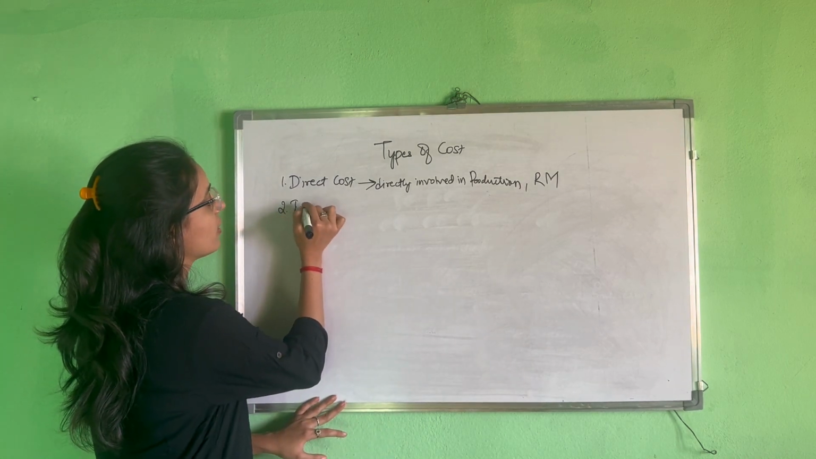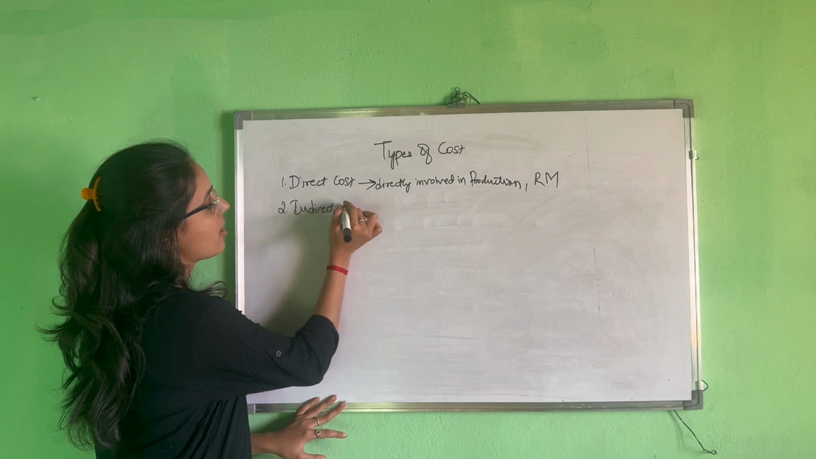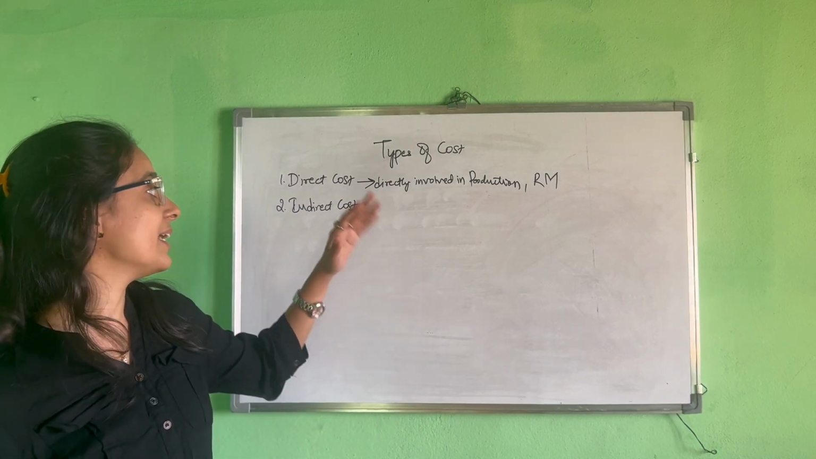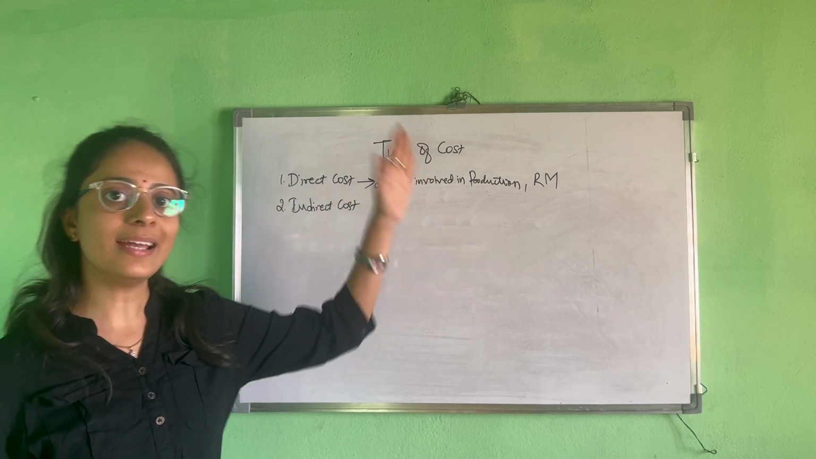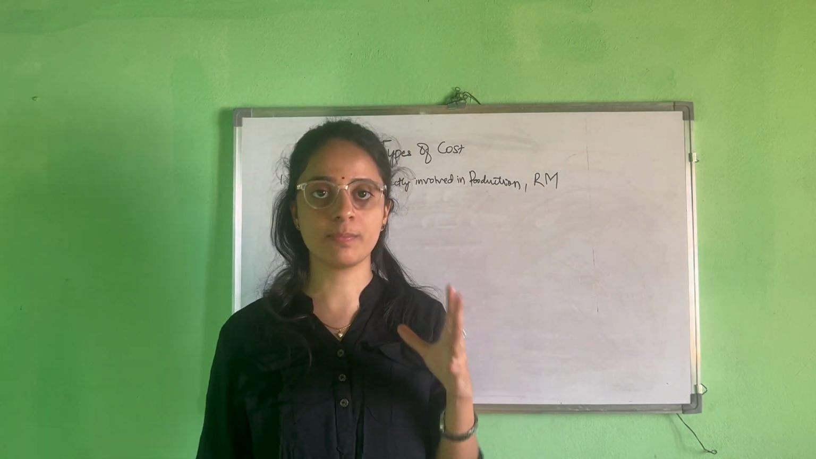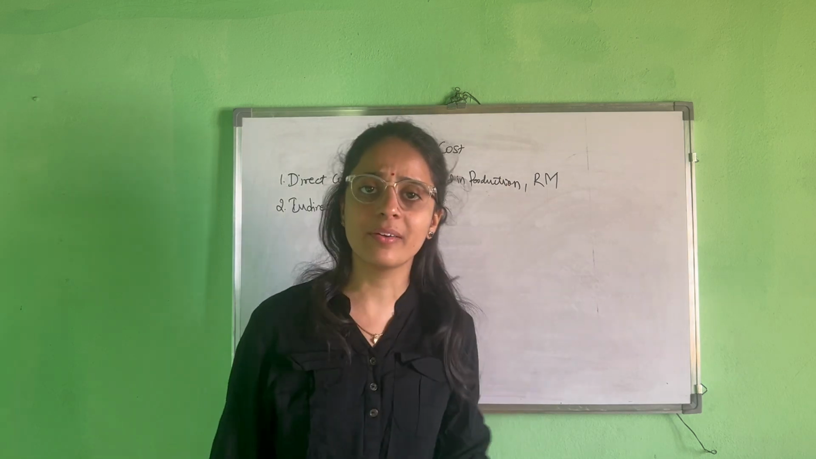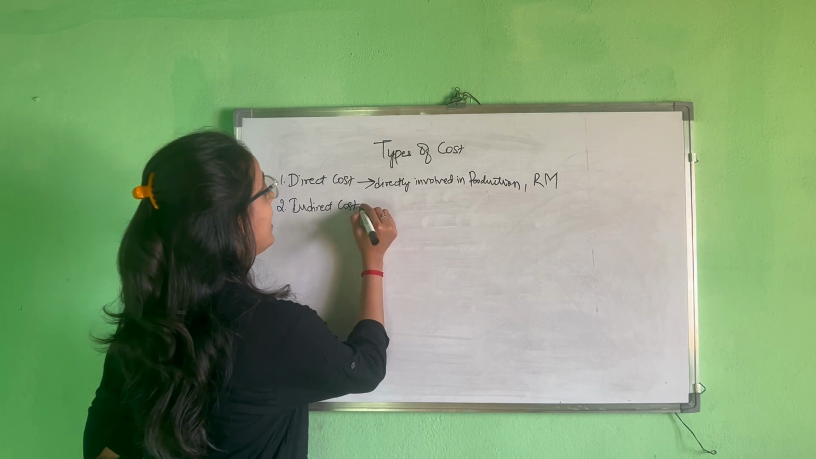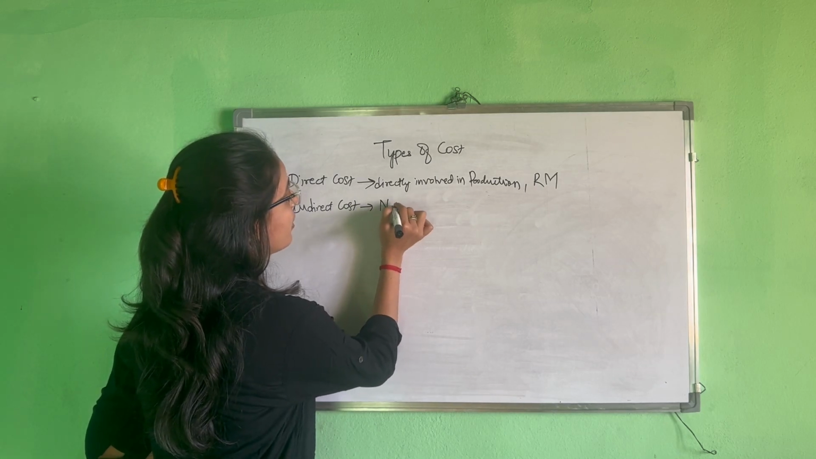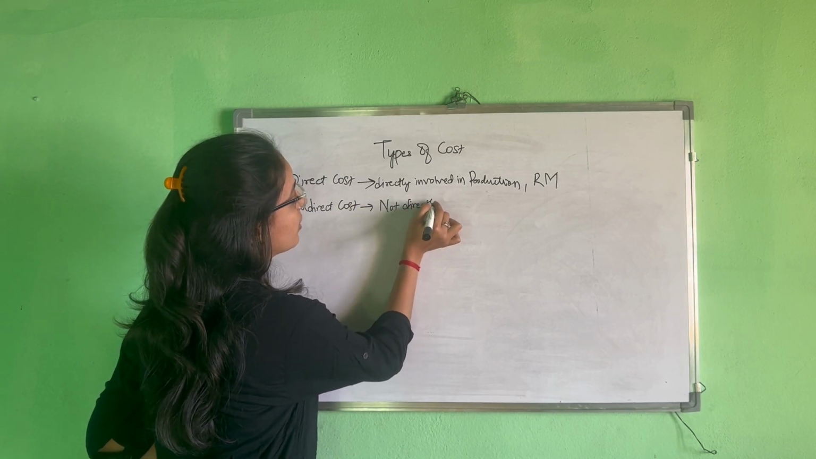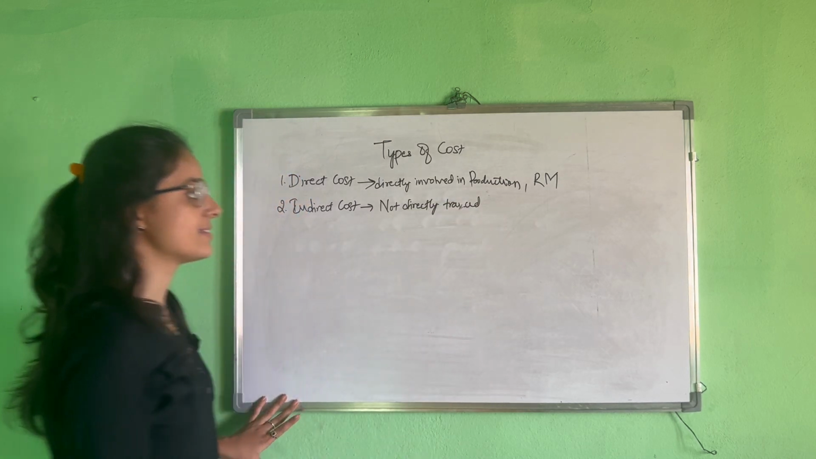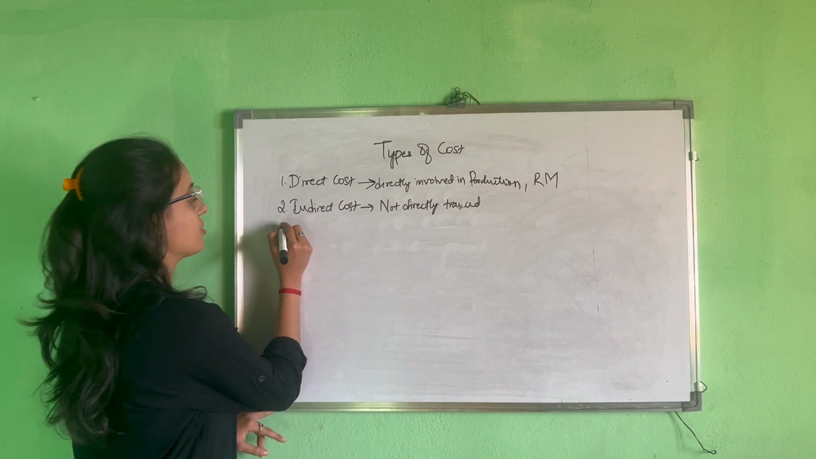Next comes indirect cost. The cost of materials which are very important in the production process but are not directly traced is nothing but indirect cost.